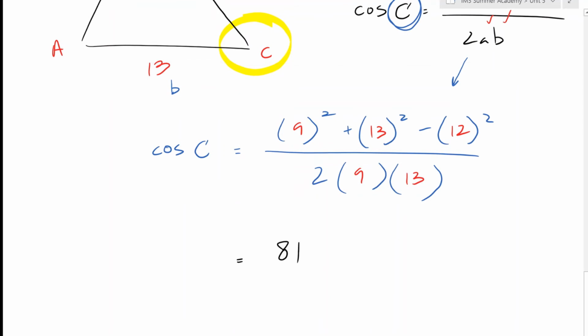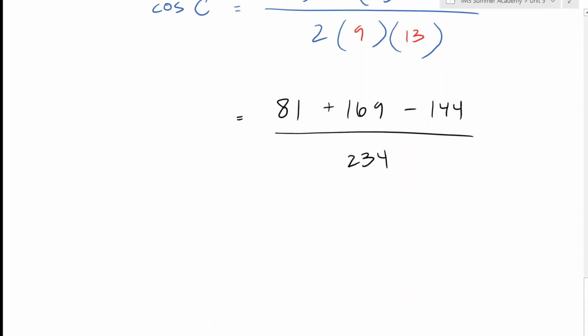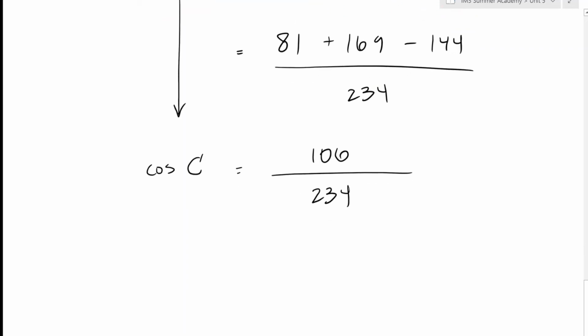9 squared is 81. 13 squared is 169. Then the last one's going to be minus 144. Over that number on the bottom, 234. Cleaning it up on top, combining those three numbers comes out to a positive 106. Bottom is still 234. And remember, down here we still have cosine of big C.